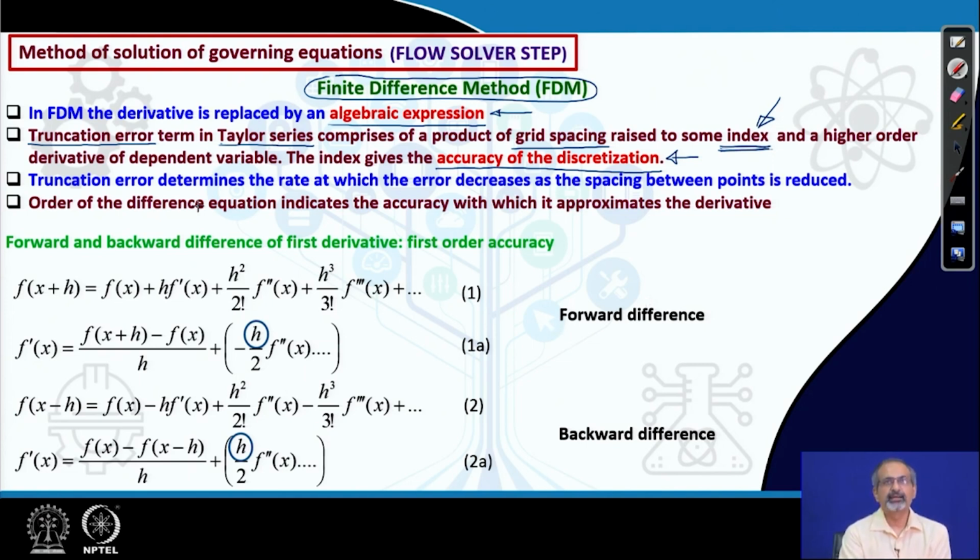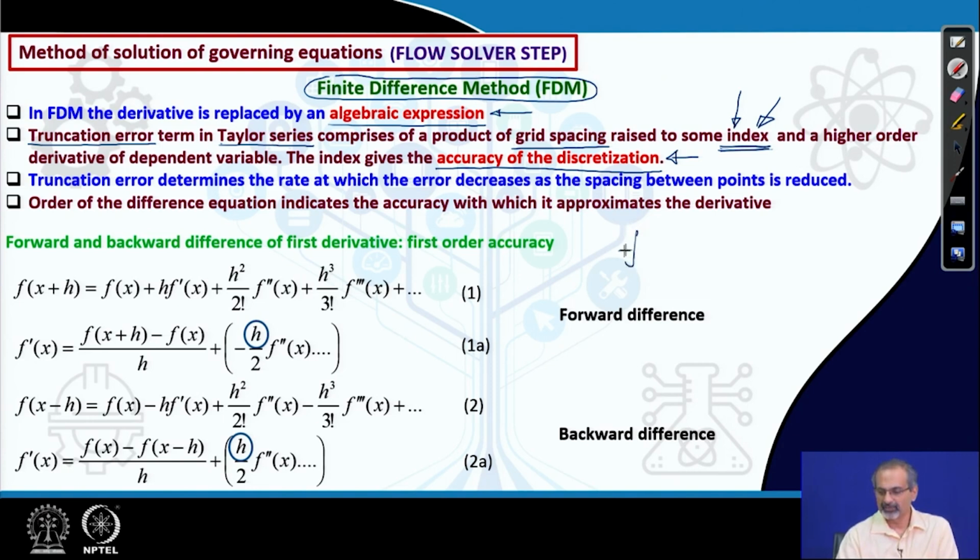What does the truncation error indicate? It determines the rate at which the error decreases as the spacing between the points is reduced. So, whether the error will reduce in a linear manner or quadratic manner or a still higher order manner depends on the accuracy of the scheme, and that is why the index of the grid spacing gets involved. The order of the difference equation indicates the accuracy with which it approximates the derivative. So, let us now show some examples.